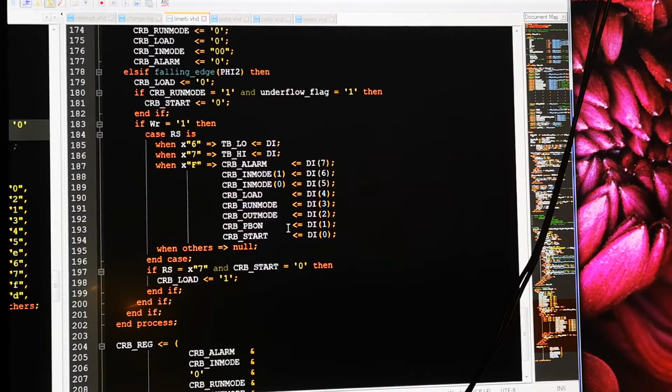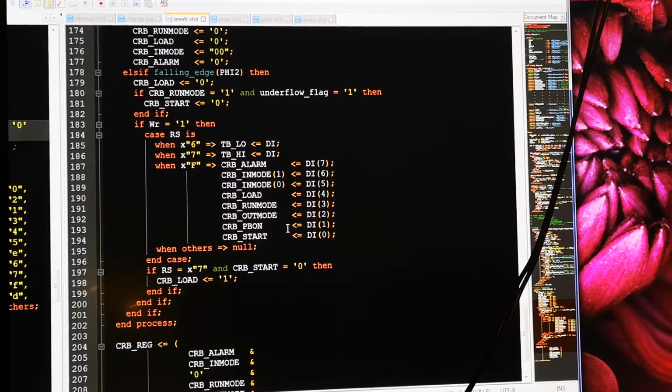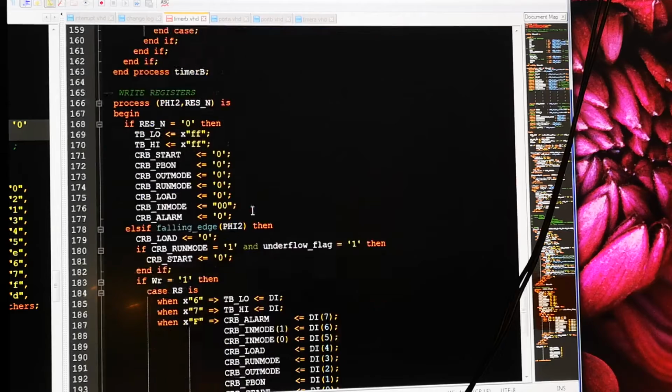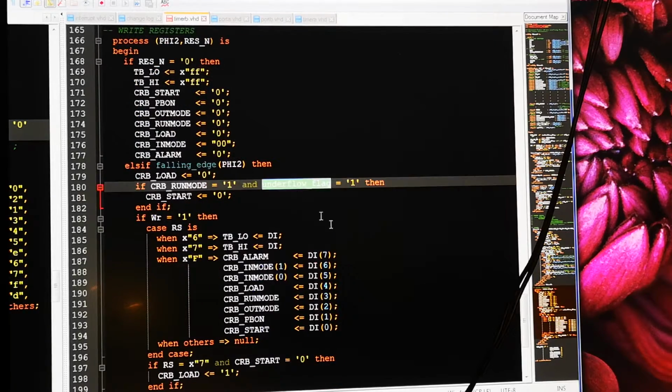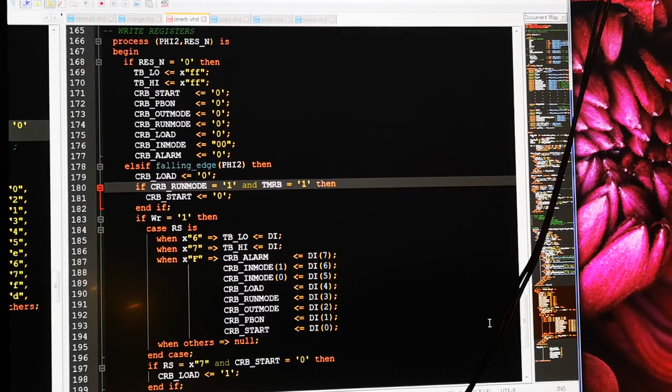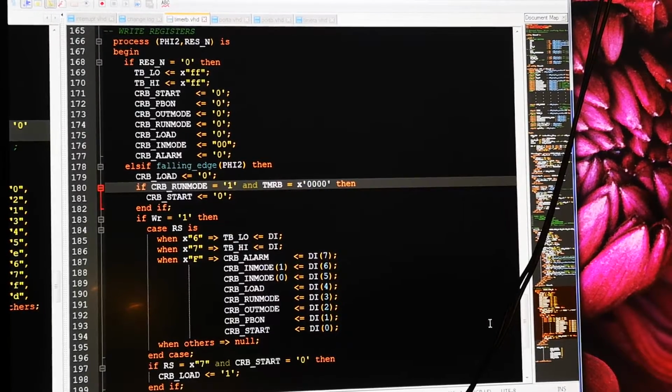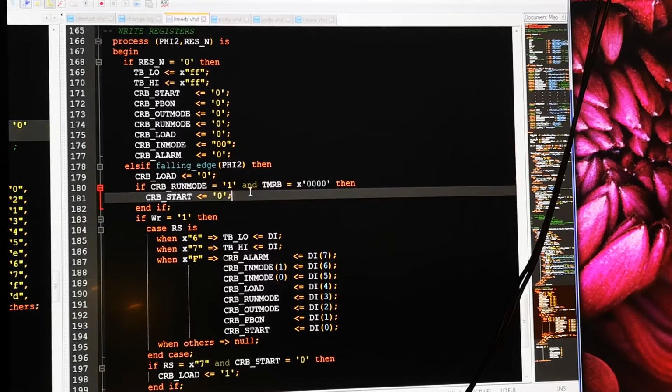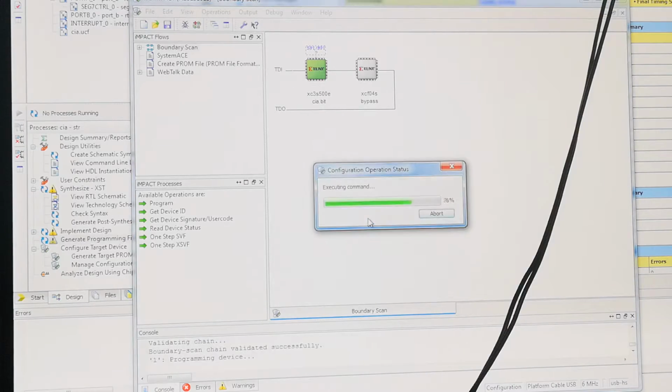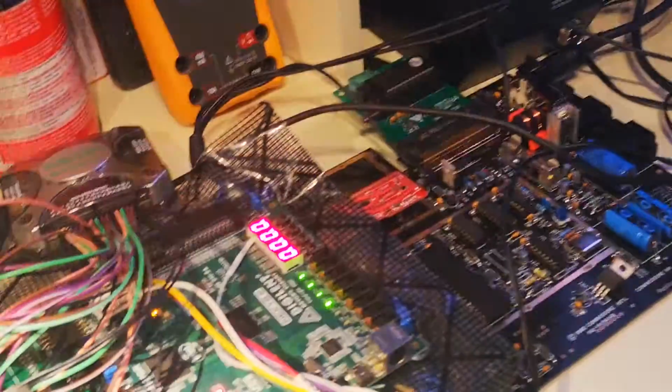And the second thing we did was, I have already forgotten. The other thing I did was, instead of looking at underflow, that was one cycle too long ago, look at timer B equals 0. So we have a head start to stop it. There you go, all programmed. The thing above is now lighting. Let's press reset to see what we get.